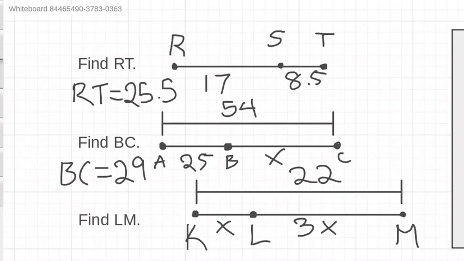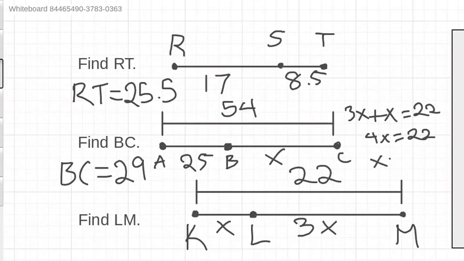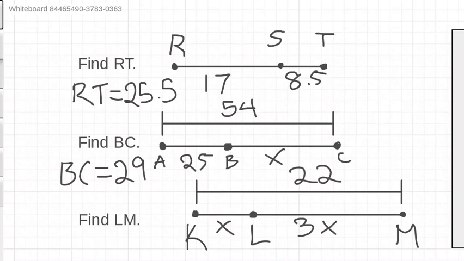Alright, find LM. So this is the same thing we would do as we did in the problem before. We would do 3x plus x is equal to 22. Then we know 4x is equal to 22. 22 divided by 4 is just 5.5. So we know that x equals 5.5.